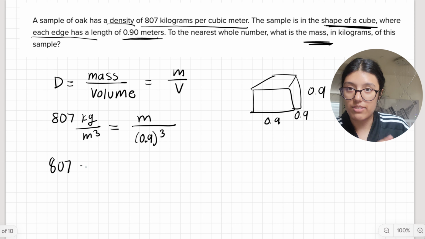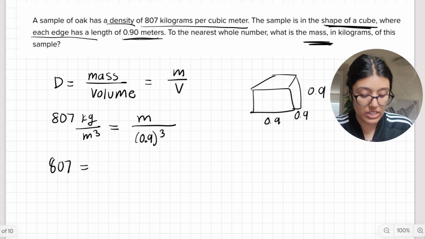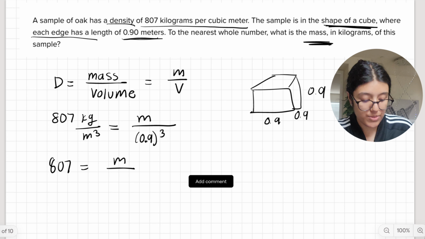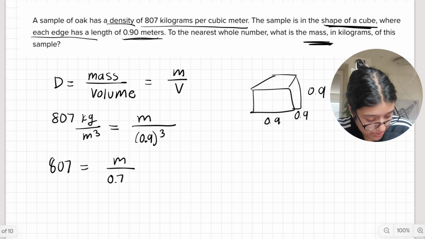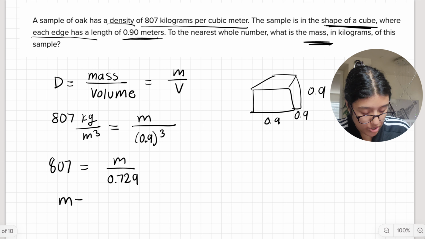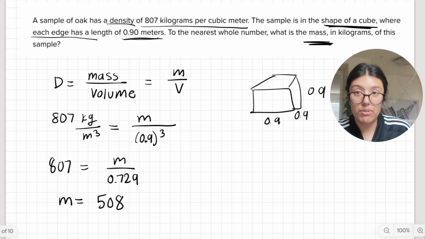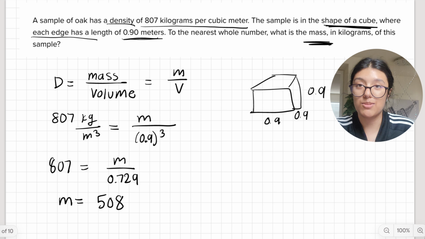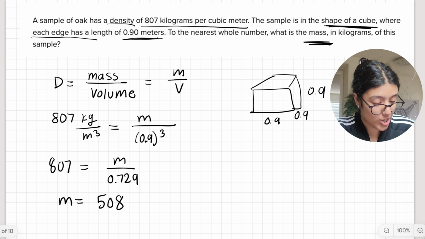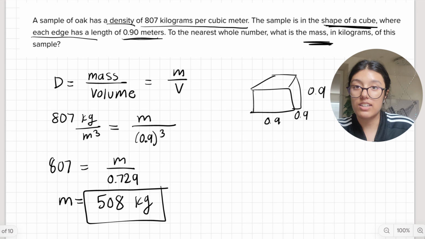Solving this, we have 807, just getting rid of the units on the left side. 0.9 cubed is going to be 0.729. Now just cross multiplying, we get 508, and remember the units, even though we're not supposed to write units, it's good to write the units. Well, we're talking about mass, so the units are going to be kilograms. So the mass is 508 kilograms.